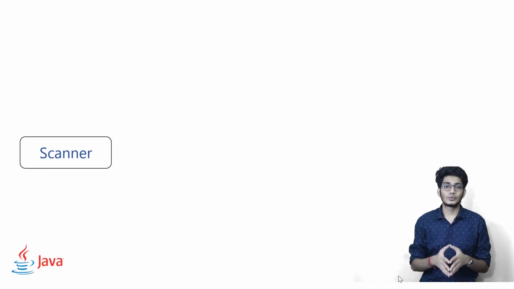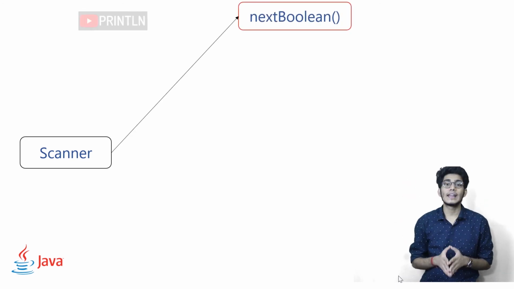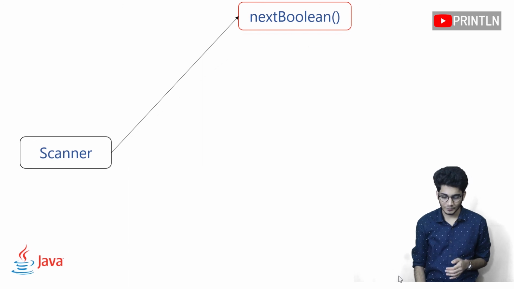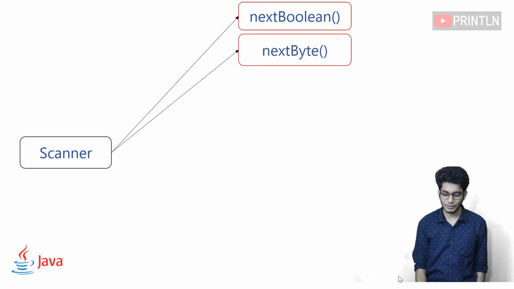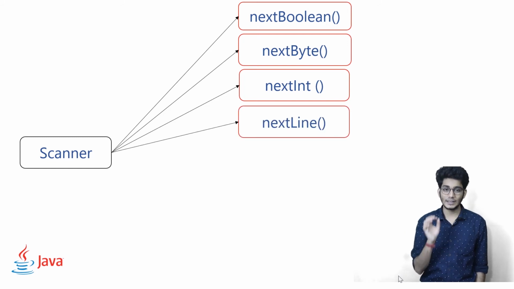Within the Scanner class we have a few methods. Using those methods we can take the input for our respective data types. Now what are those methods? At first, for taking the input for a boolean, we have to write nextBoolean, and every time you have to use the object, like sc.nextBoolean. For taking the input of a byte, you have to write nextByte. For an int, you have to write nextInt. For a string, you have to write nextLine.